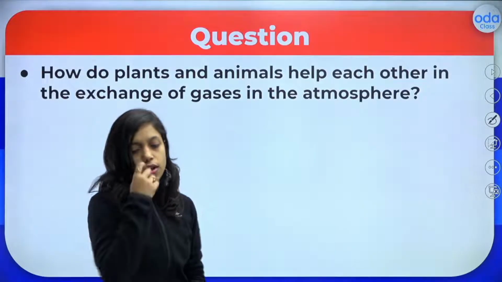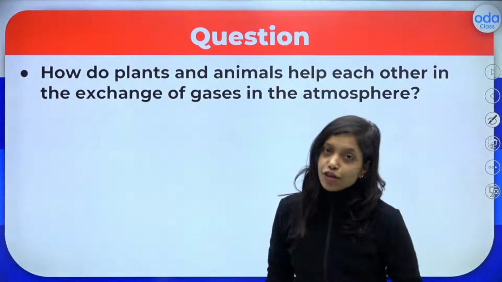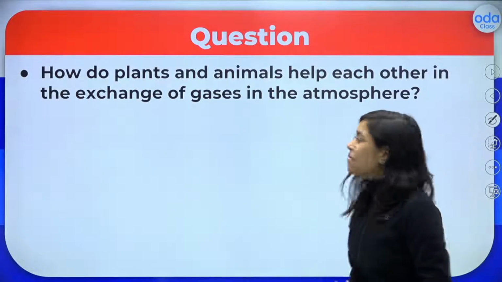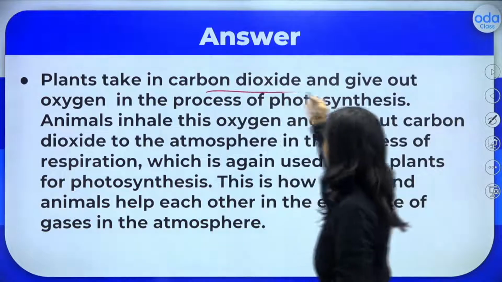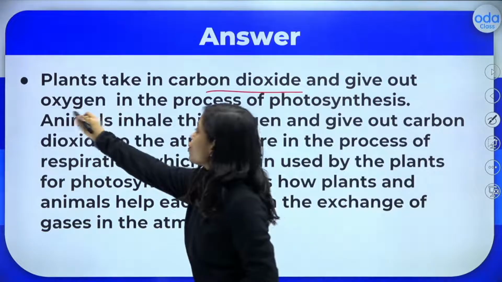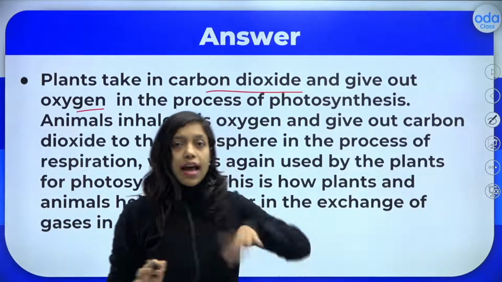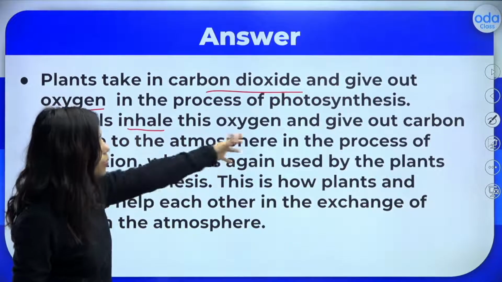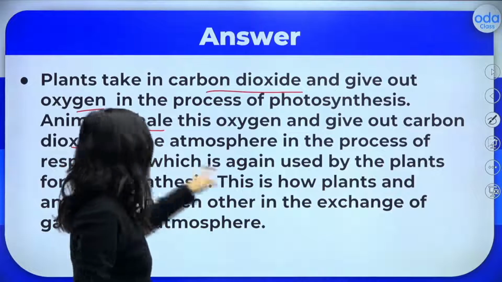Moving to the next question: how do plants and animals help each other in the exchange of gases in the atmosphere? I told you that we have a special bonding, right? Plants and animals. How is that possible? Plants take in carbon dioxide and give out oxygen in the process called photosynthesis. They need carbon dioxide and they will give us oxygen. Animals inhale this oxygen and give out carbon dioxide to the atmosphere in the process of respiration.